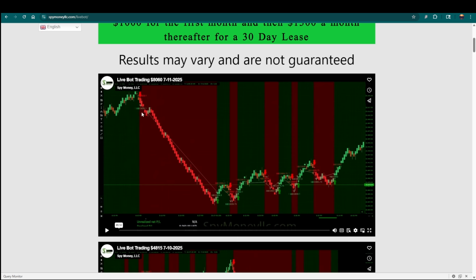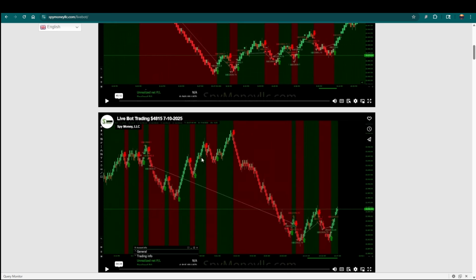You can potentially make more, like right here. This one I think was like $3,000 or something, but I wouldn't have been in that whole thing. I like to scalp. There are different ones in here, but this shows the bot actually running.